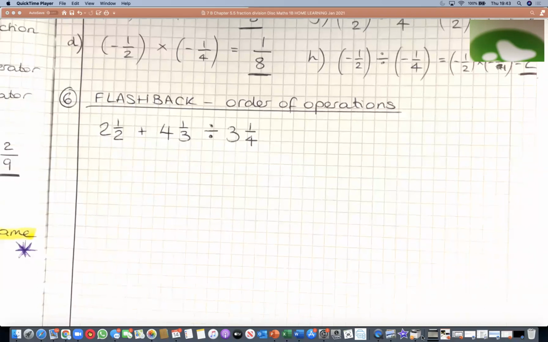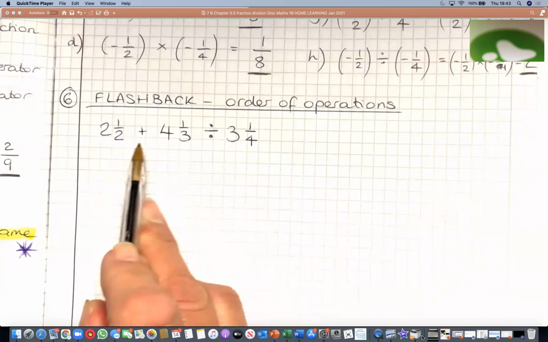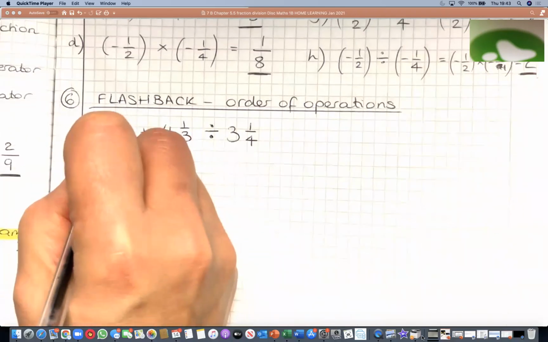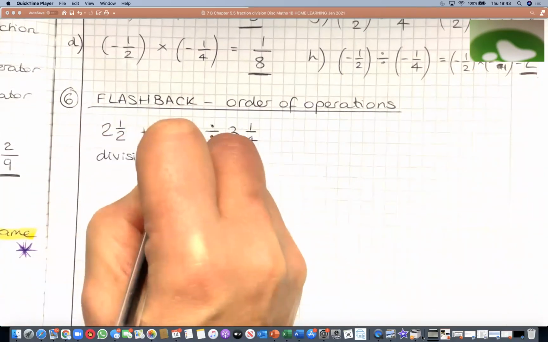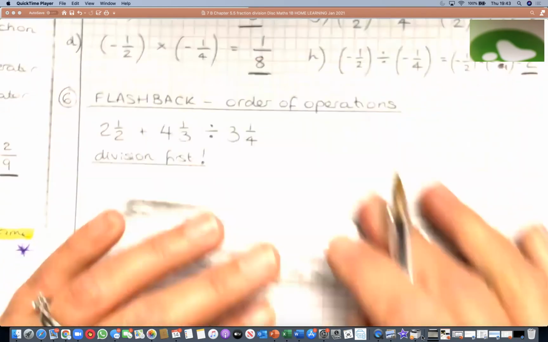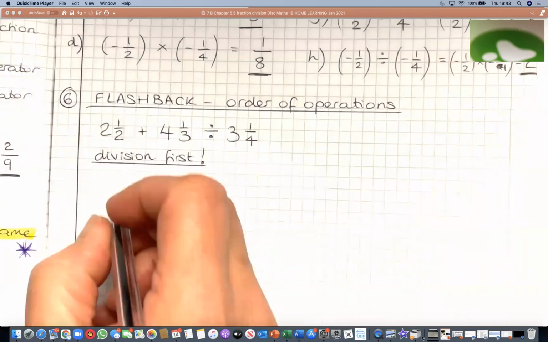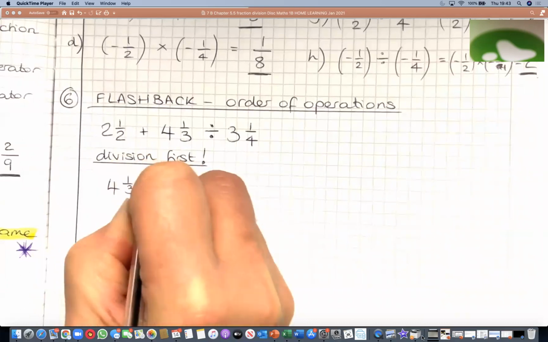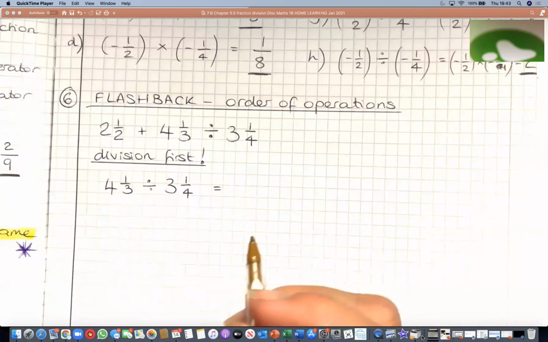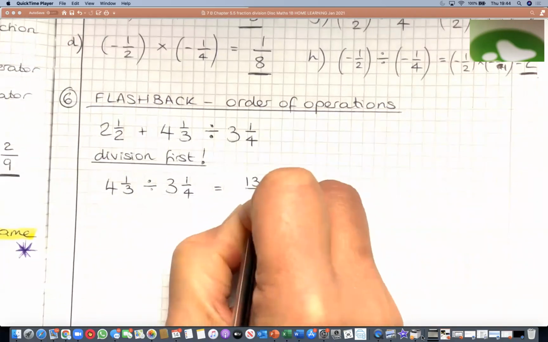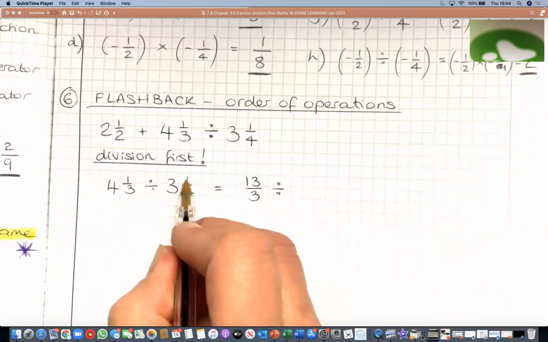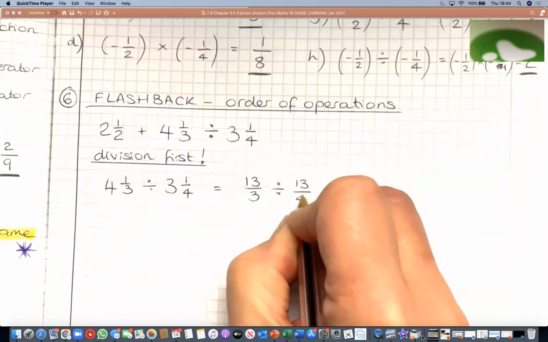So I work from left to right. So my division is more important than my addition. So I must do the division first. Okay, so I'm going to do my division first. And then once I've done that bit, I'm going to substitute it back into the original question and we can work out our answer. So I've got 4 1/3 divided by 3 1/4. I'm going to turn them into improper fractions. So I have 13 over 3 divided by 3 times 4 is 12 plus 1, 13 over 4.